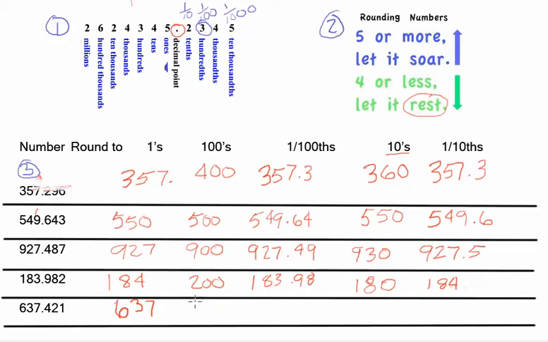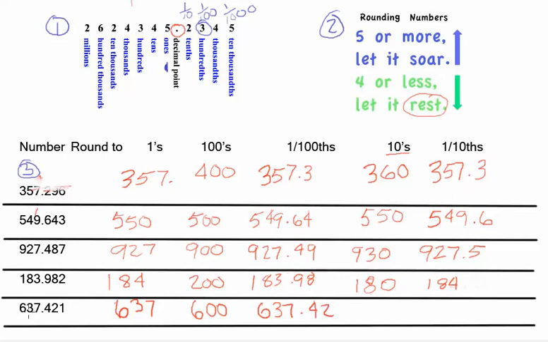So this is closer to 600 than it is to 700. Next number, the hundredths place. In the hundredths place is a 2. We look at the number next to it, it's a 1. So we're going to, yes, you got it. We're going to let it rest. 637.42.